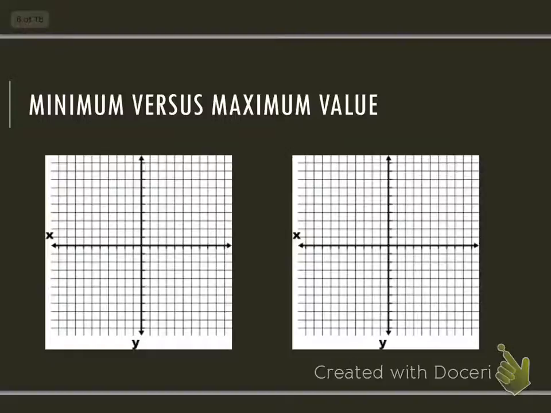Okay, maximum versus minimum, so if this is my minimum and this is my maximum, I'm going to draw a generic of what a minimum is going to look like. So it's always going to be the point that your vertex is at.